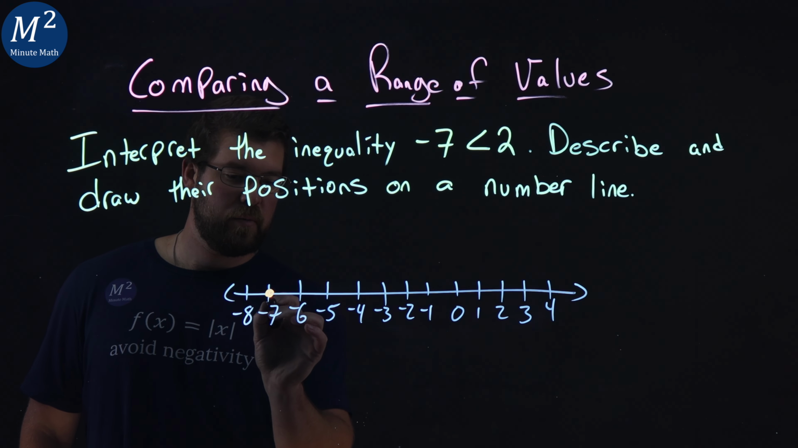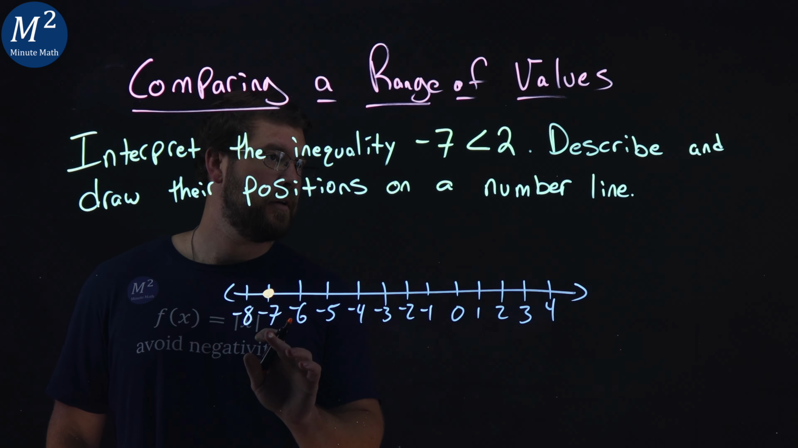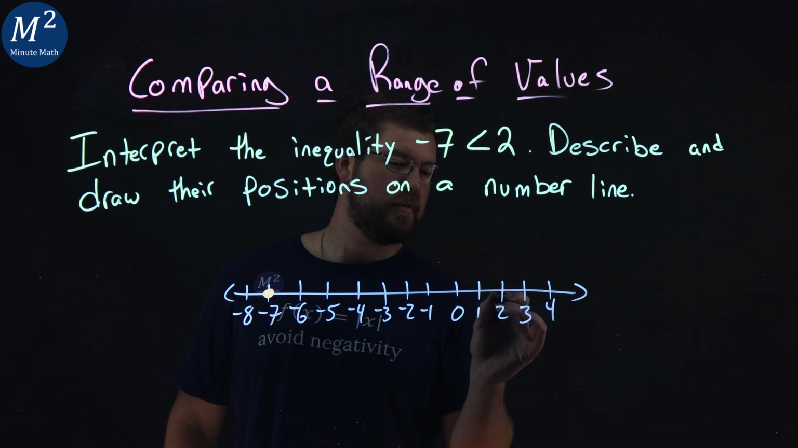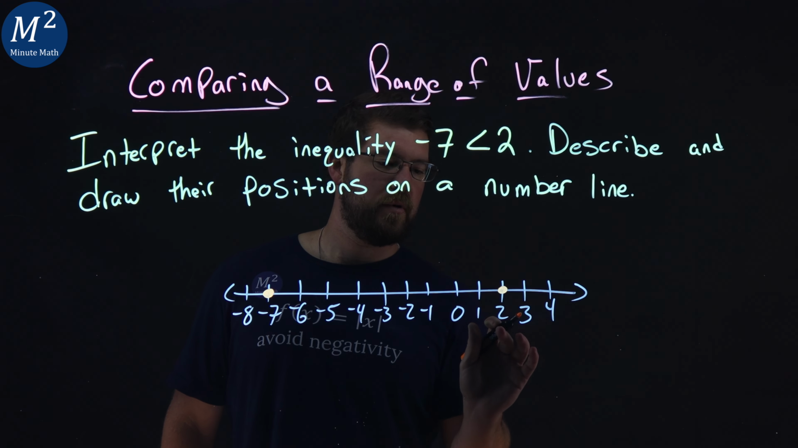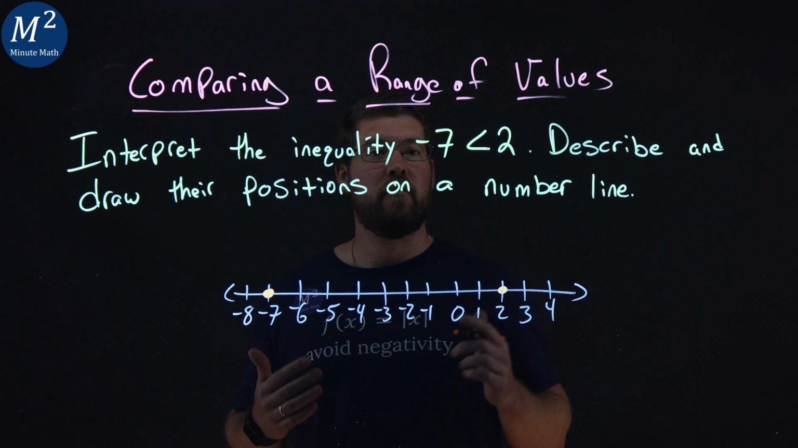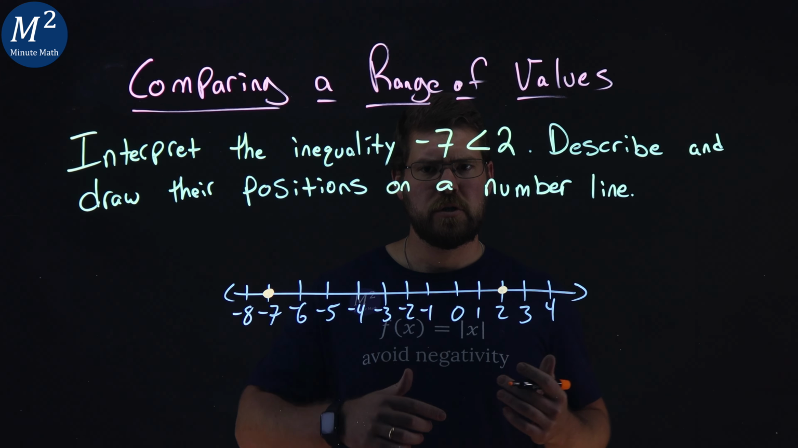-7 right here, put a dot right there at -7 for that one, and 2 right here, a +2 right there. So now we've plotted -7 and a +2.